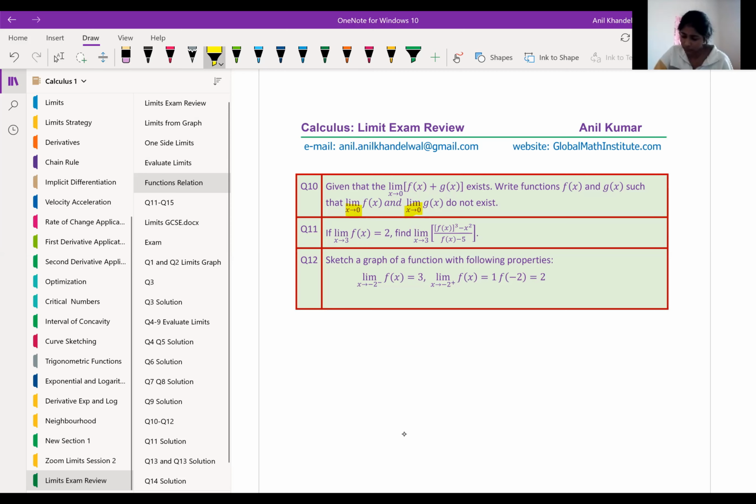But you have to give two examples. The other function could be minus 1 over x. You get the idea? So when you add them, it is 0. Now this limit of 0 will exist. 0 is a constant, and the limit of 0 at 0 will be 0. You understand? That's the beauty of the question.